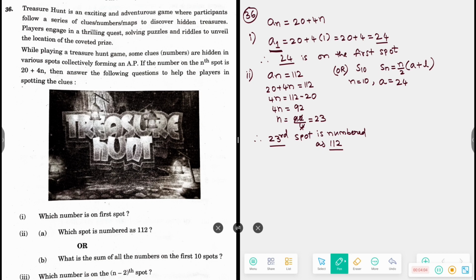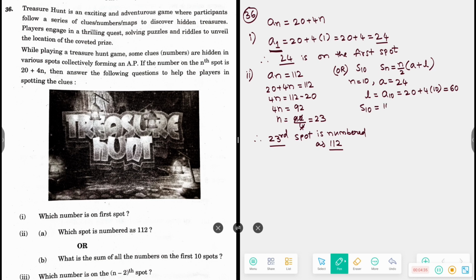But we don't know l. What is l here? L is nothing but the last term. Last term means here in this case the 10th term, because we want S10. So how can we find the 10th term? a10. A10 is 20 plus 4 into 10, because when you want the 10th term you have to substitute just 10 in the place of n. That is 20 plus 40, 60.